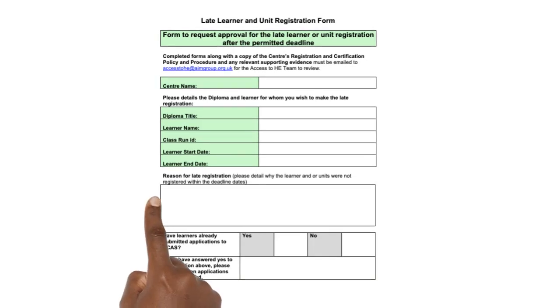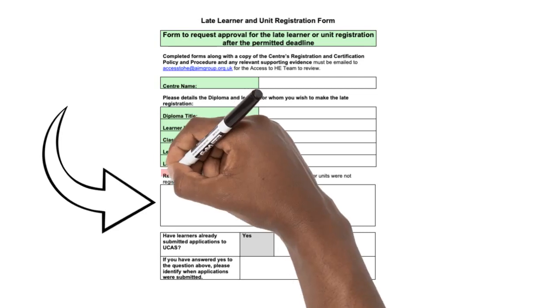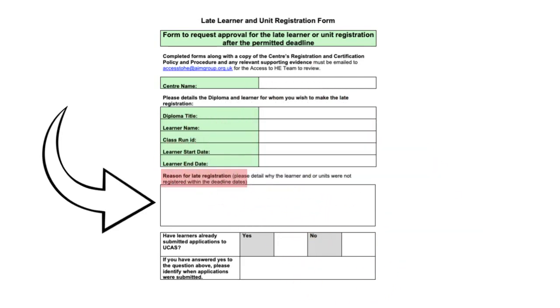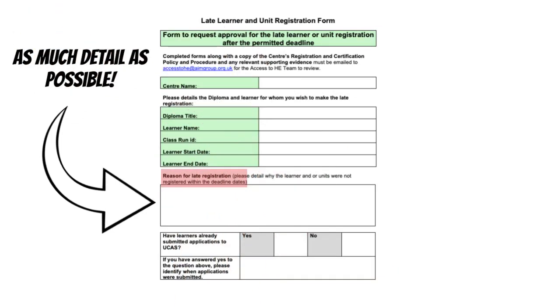The next text box is critical. Here providers should fully explain the reasons why the learner and/or units were not registered by the required deadlines. It's vital that as much detail as possible is given so that a fair, accurate and balanced judgment can be made by the AVA.